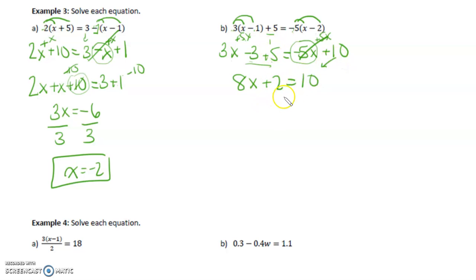So let's take this positive 2 and let's switch to the left side. So we're going to subtract 2 from each side. And I get 8x equals 10 minus 2, which is 8. Divide both sides by 8, and I get x equals 1.